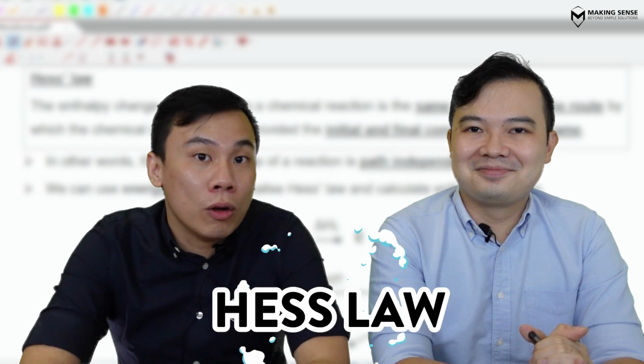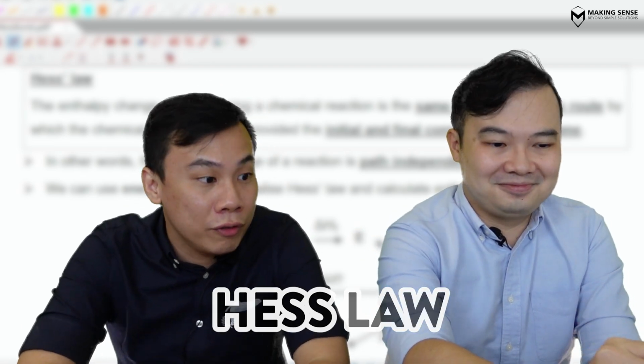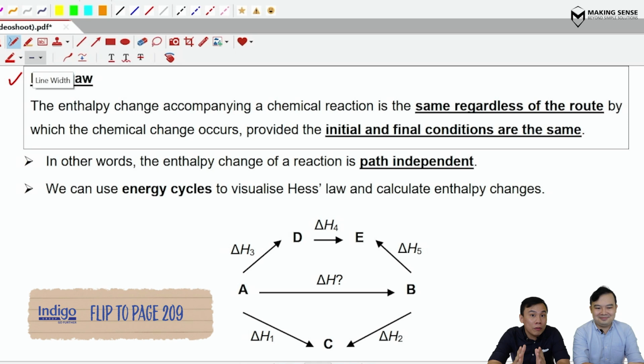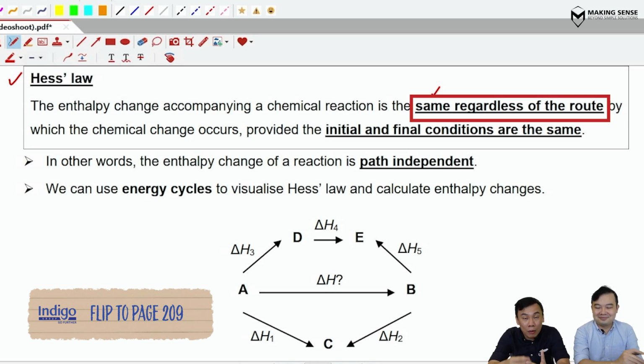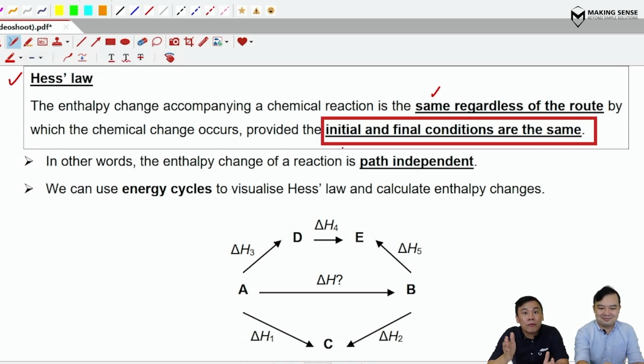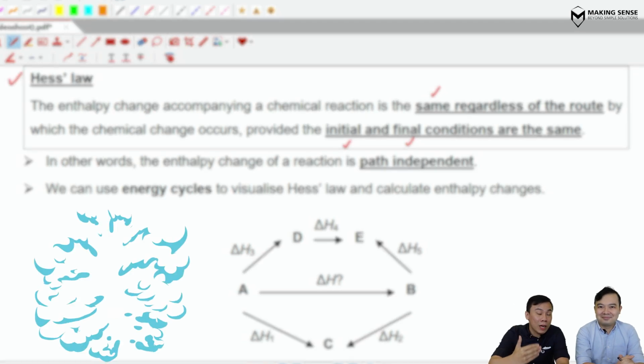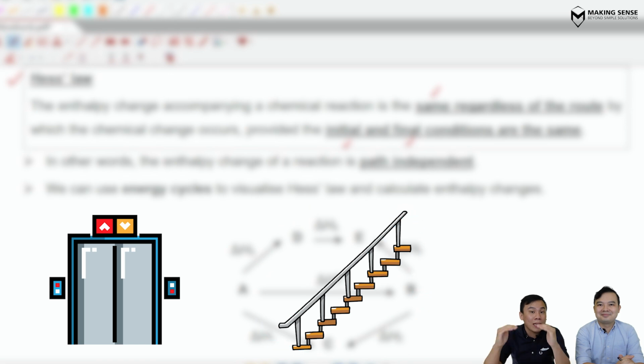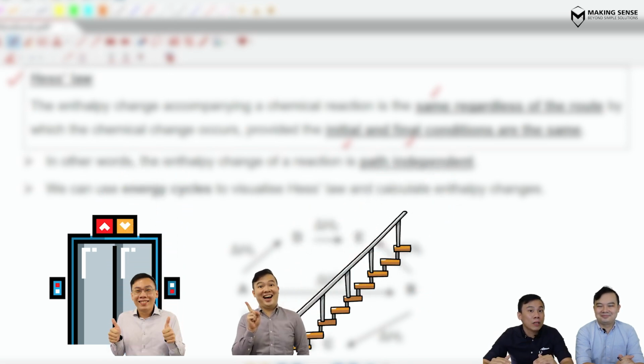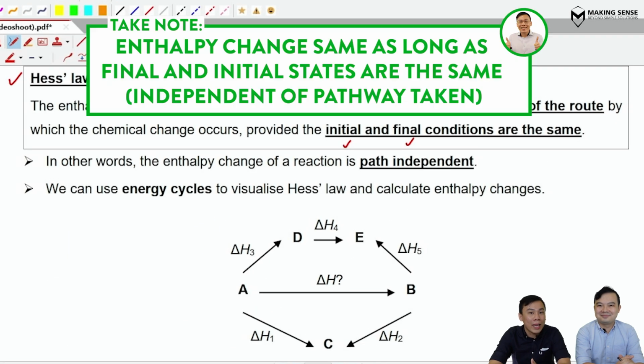So just now the analogy was just us trying to illustrate the idea of Hess Law. So what is Hess Law? The definition is given on the screen. The enthalpy change for a particular reaction would be the same regardless of the route taken, provided that the initial and final conditions are the same. Just now, one of us took the lift down, one of us took the staircase down. We started at the same level, we ended at the same level, so the amount of time taken for both of us would be the same. That's just one way of looking at Hess Law.